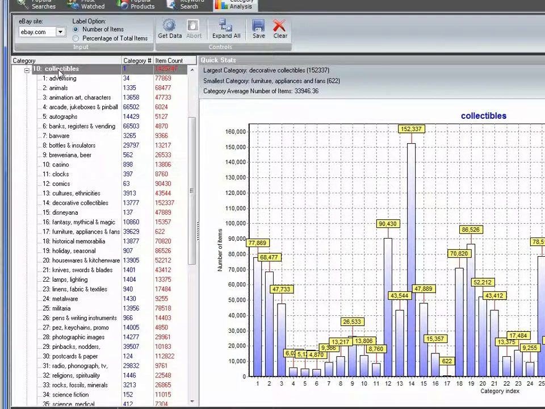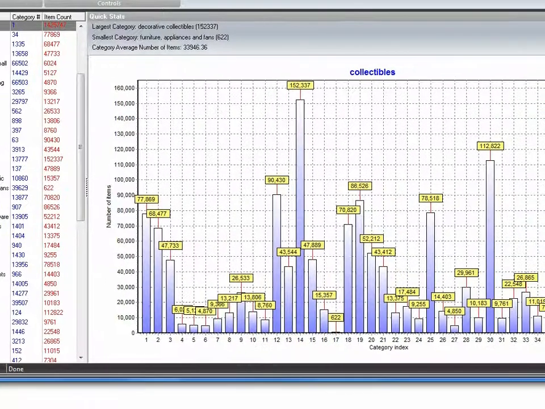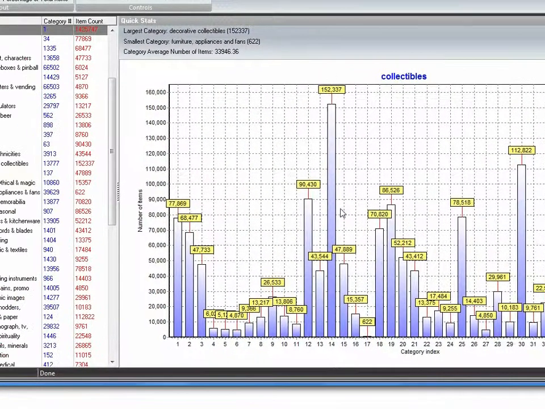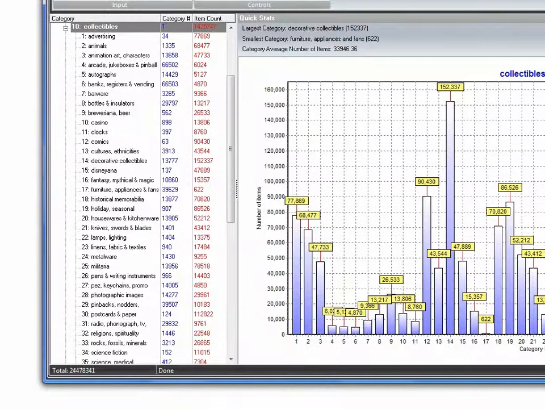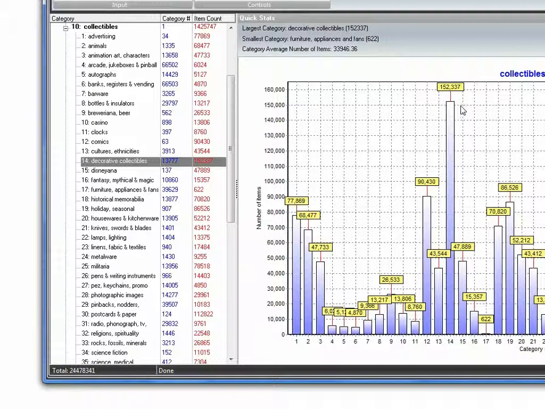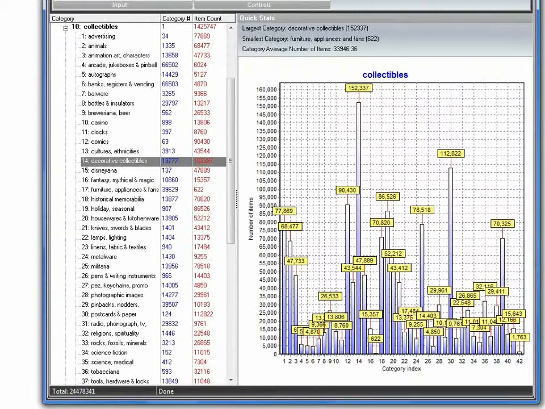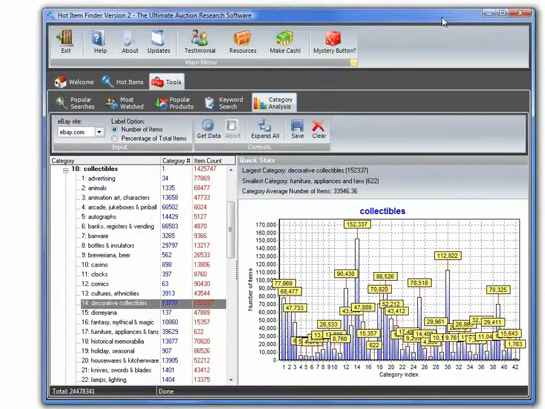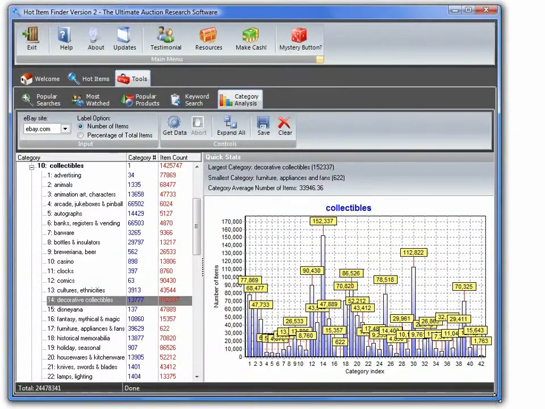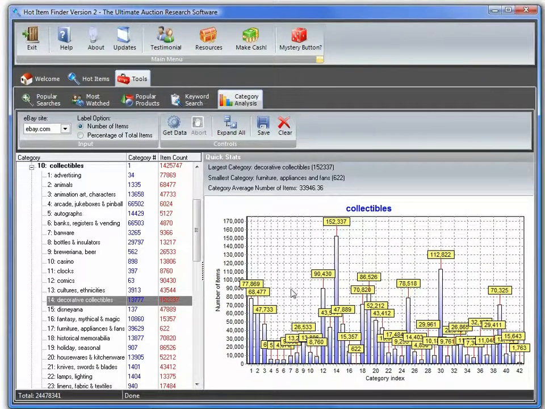So what we can do now is look in the collectibles, and we can see which corresponding one is number 14 there, that gets the most. Decorative category, or collectibles, has the most items. So if we went over to that category and searched that one for the hot items, we'd get tons and tons of stuff, but I'm not interested in doing that forever. Let's just click another one.